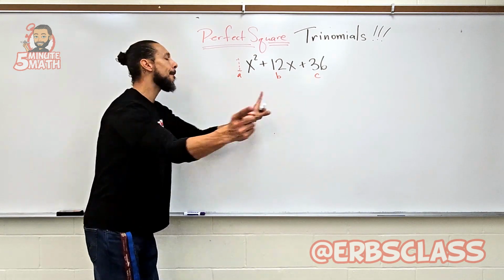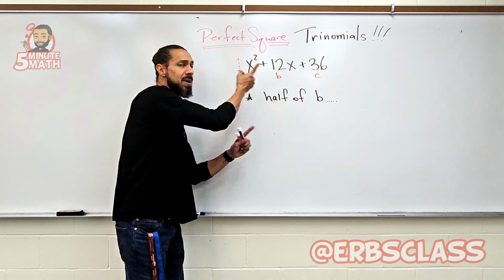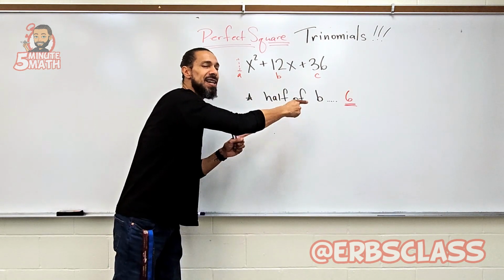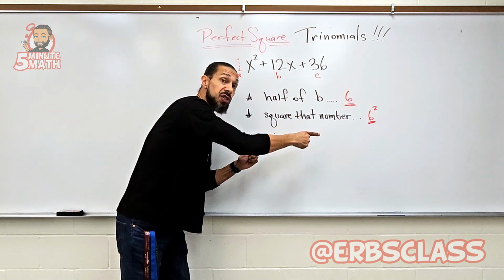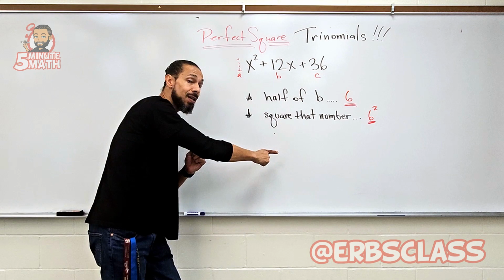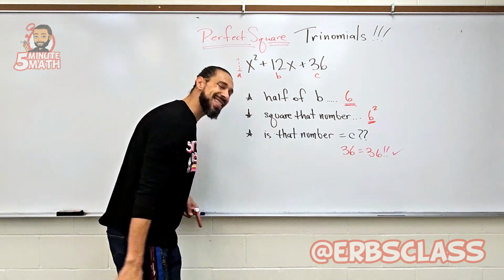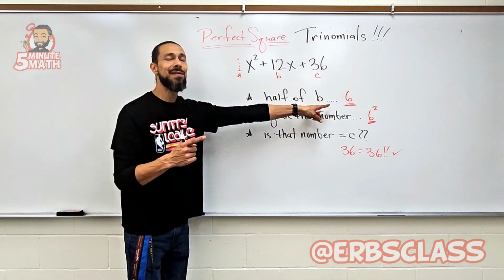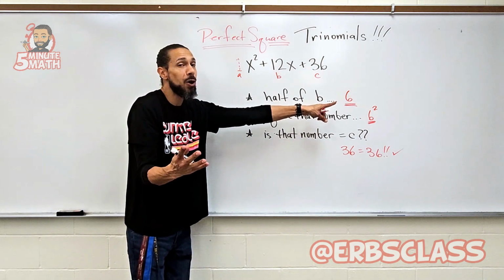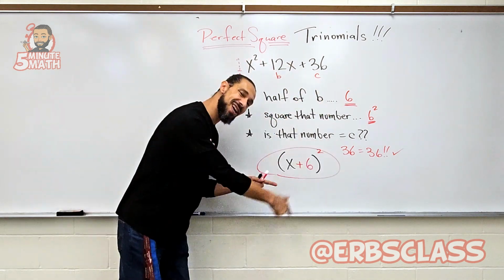Take half of B. If B is 12, what's half of our B? 6. Now take that number and square it. Now if that result is equal to C, you've got yourself a perfect square trinomial. And if we wanted to factor it, once we have half of B, that's our number inside the parentheses with x.